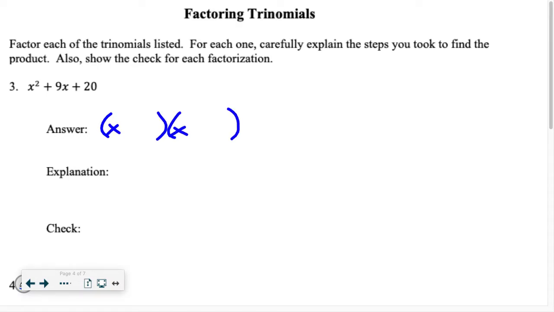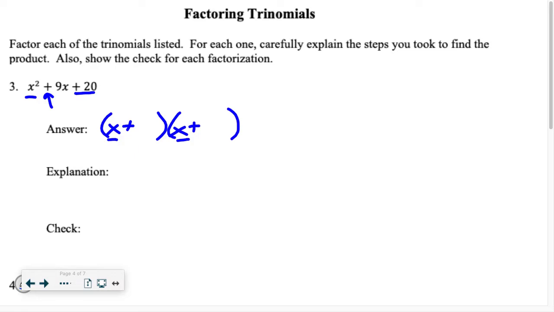We're going to have two binomials that come together to make this trinomial. So let's think about this in terms of, let's logically work it through. I know for a fact that for me to get an x squared term in the front, I need to have an x and an x. Okay? I know that I have a positive 20 at the end here. Because of the positive 20 and it's a positive sign in the middle, that is a result of multiplying two positive numbers together.